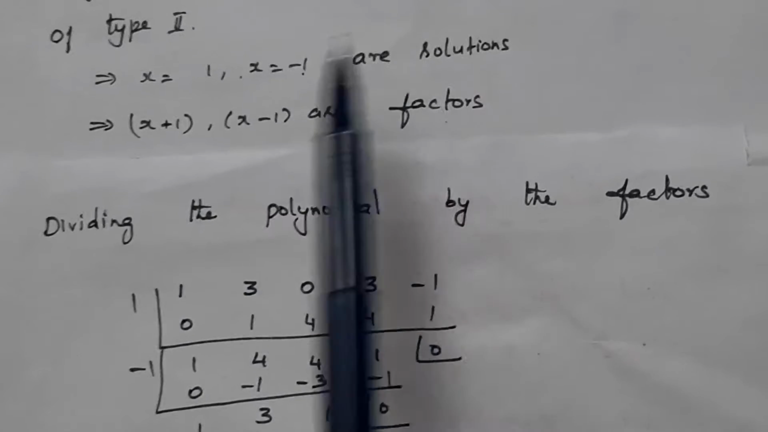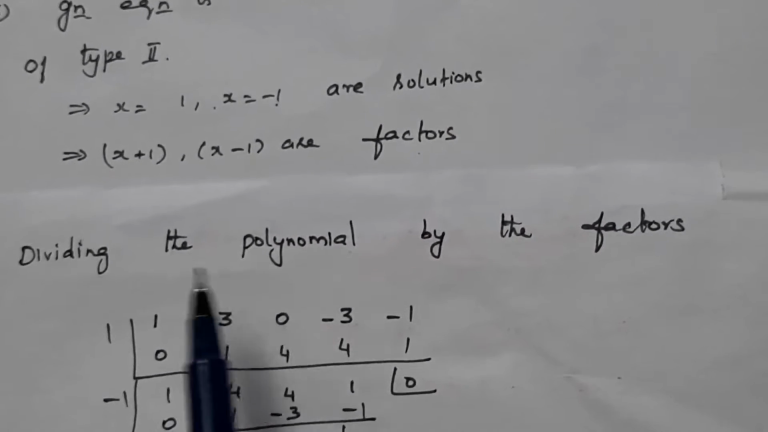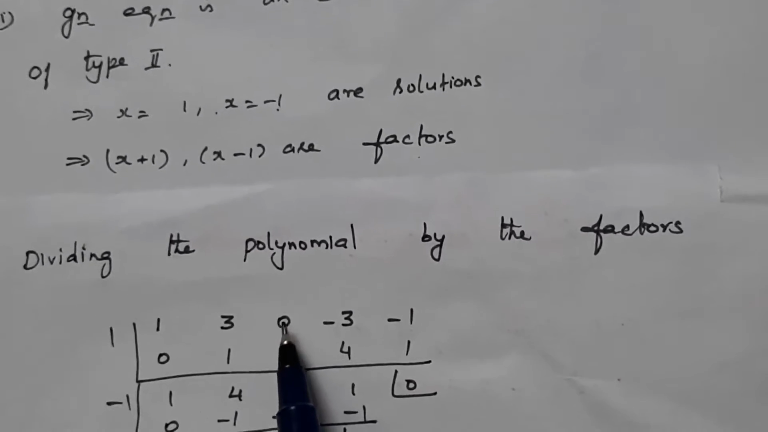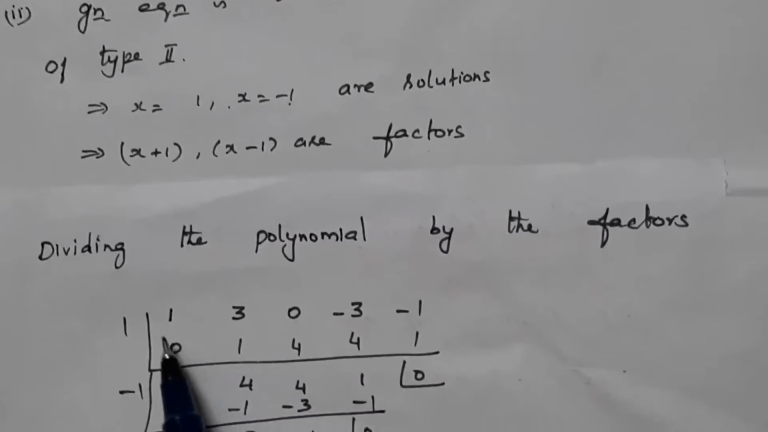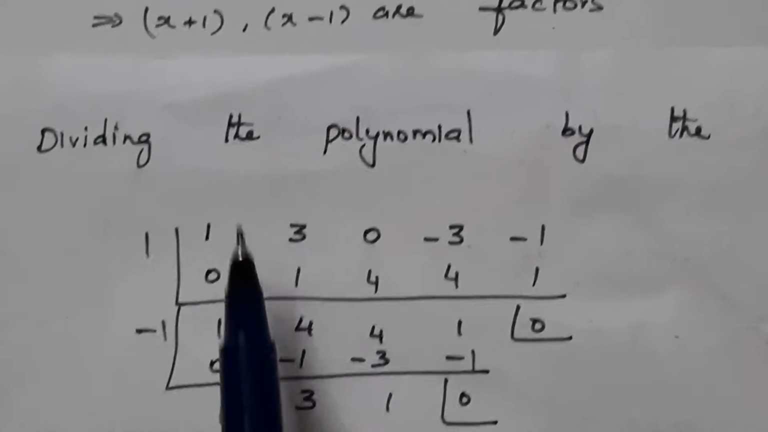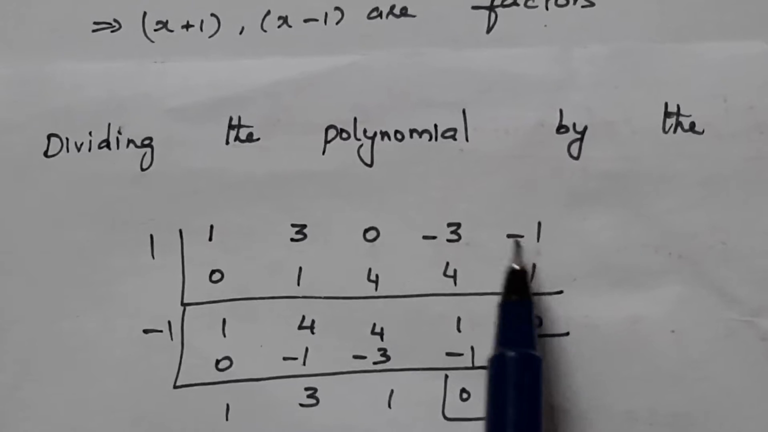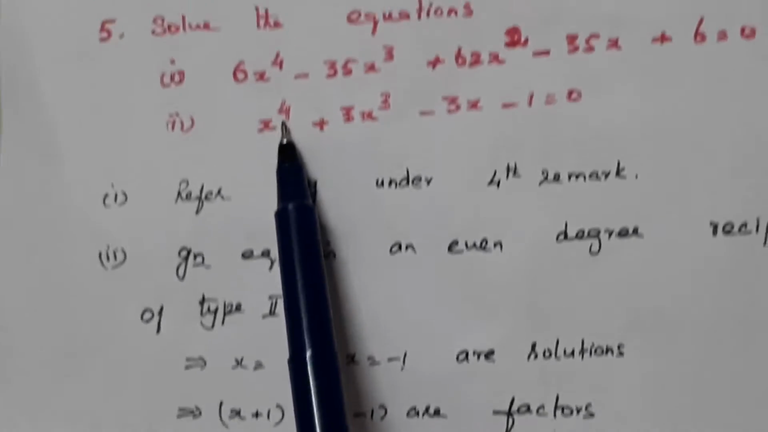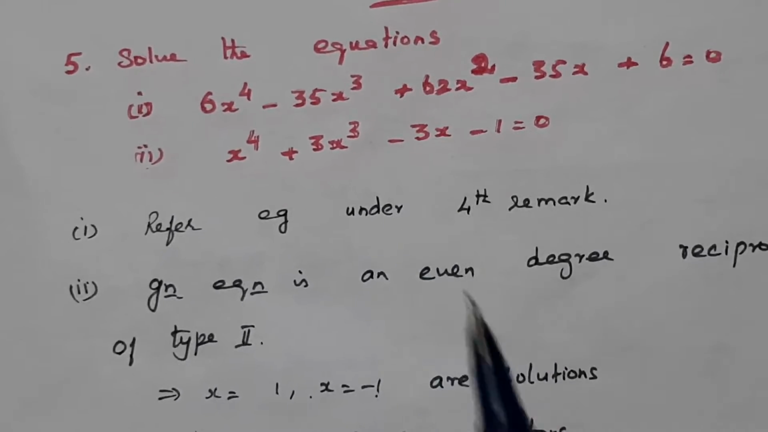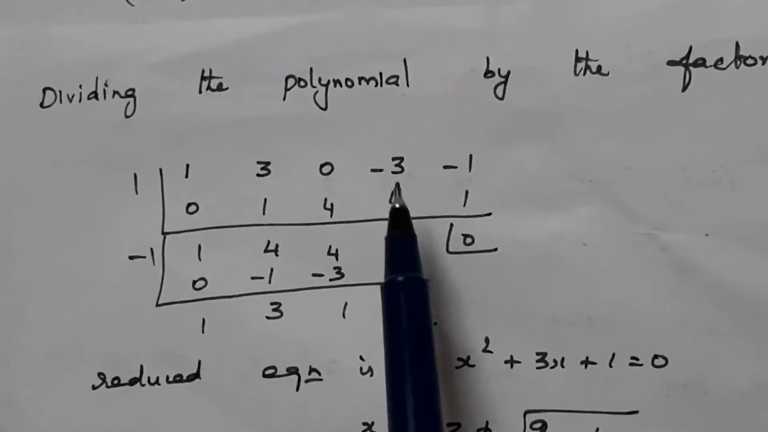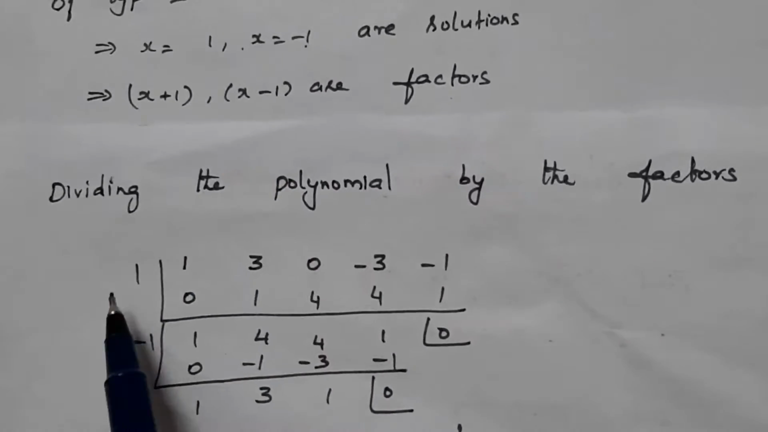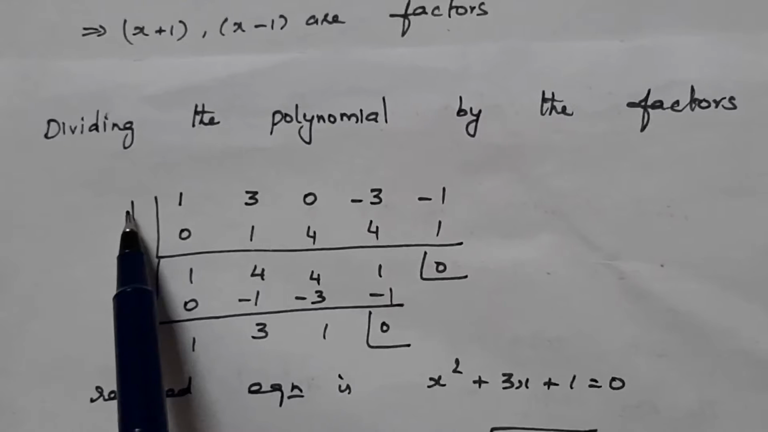So dividing that polynomial by the factors, the coefficients are 1, 3. Look, you have to take care while writing the coefficient of x squared, it will be 0. So don't write 1, 3, minus 1 alone. You have to write carefully while writing the coefficients in the synthetic division method. So coefficient of x power 4 is 1, then 3, and then the x squared term is not present, therefore you have to take the coefficient to be 0, and then minus 3 and minus 1. Both plus 1 and minus 1 are solutions. So first let us divide by 1.